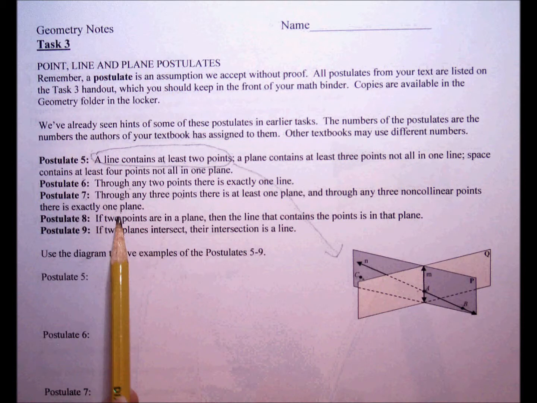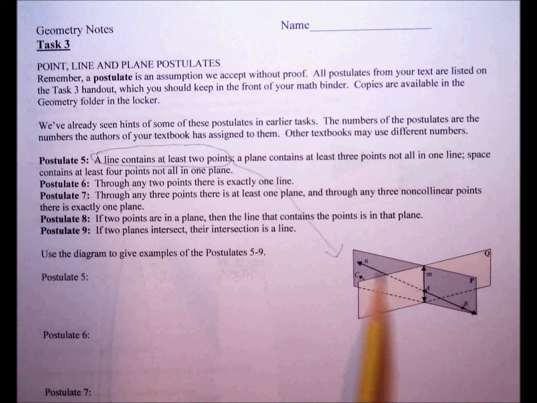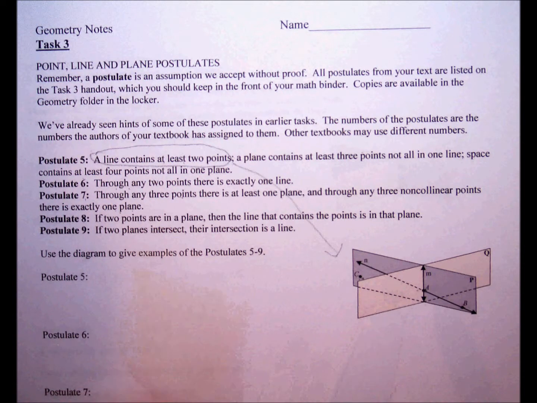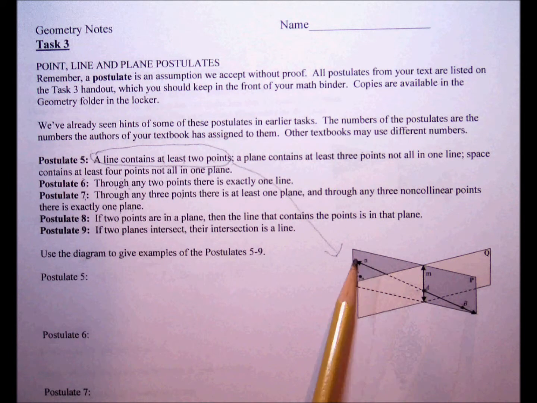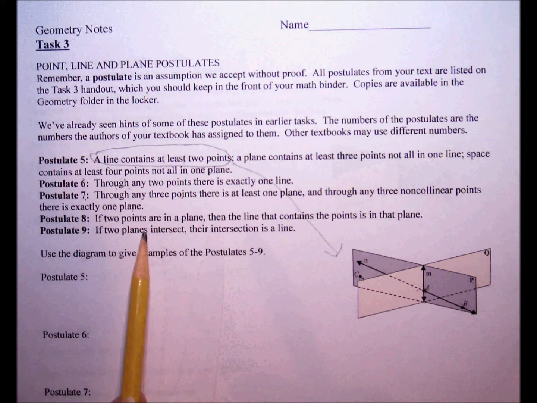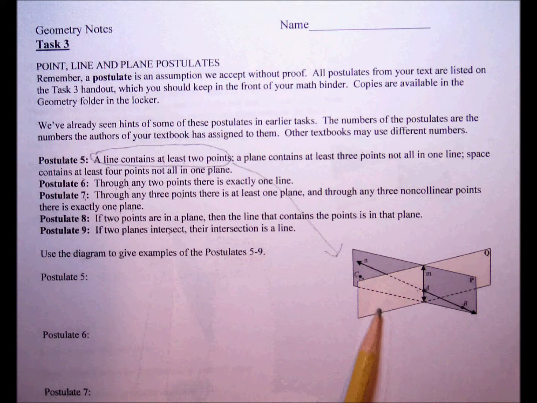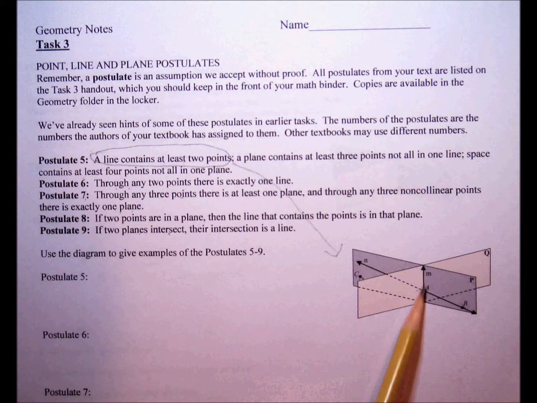Now postulate 8: if 2 points are in a plane, then the line that contains the points is in that plane. Here are 2 points in plane P, and the line N that contains those 2 points is in plane P. So that provides our example. If 2 planes intersect, their intersection is a line. Well, P and Q intersect, and so they intersect in a line, and that line is M in this situation.